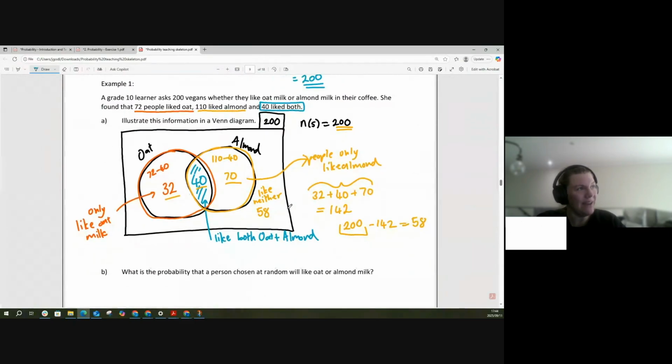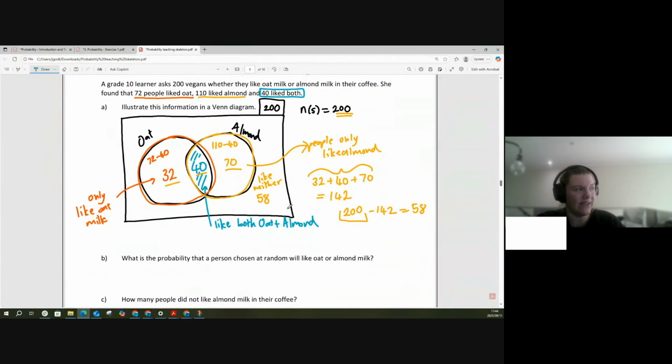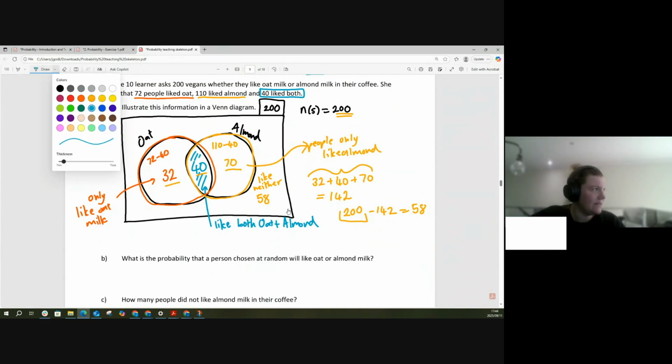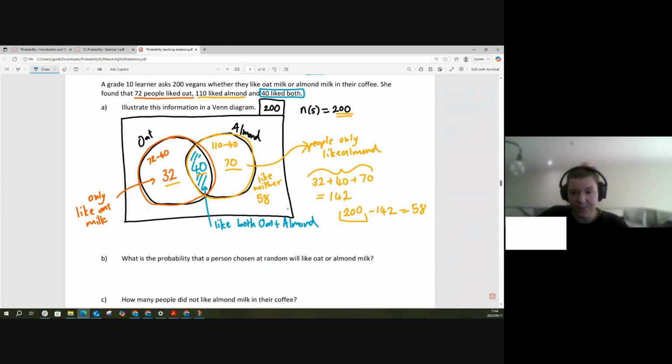Okay, so now we have questions that are based on this Venn diagram. So the first question is, what is the probability that a person chosen at random will like oat or almond milk? So they can like oat milk or they can like almond milk. So how many people does that give us if they like oat or almond?